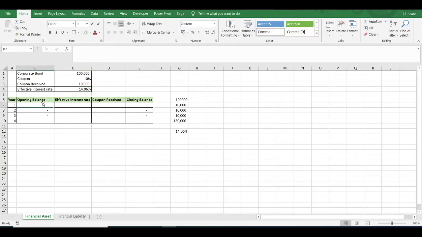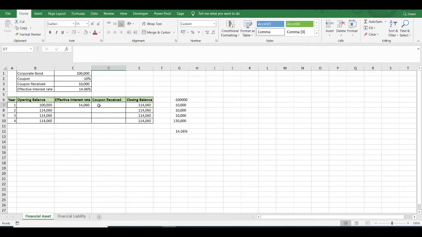Now it's very simple. Our opening balance is equal to the initial investment in the corporate bond. Our effective interest rate is the interest rate that we will be charging on our opening balance, which is opening balance here times the effective interest rate. We fix that. We press enter. So that's the interest rate will increase the value of our, because we've invested in a corporate bond, we've got an asset, financial asset. So this interest rate will increase the value of our asset.